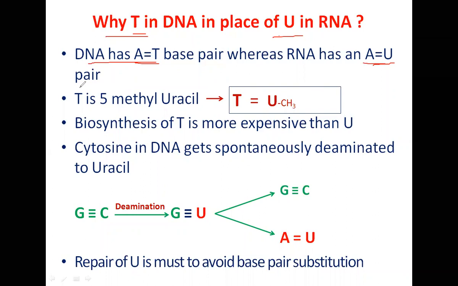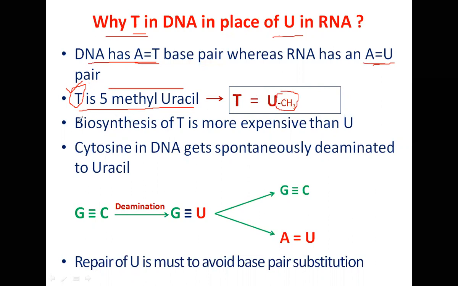The problem is that there is only a difference of a methyl group between thymine and uracil. In fact, thymine is 5-methyl uracil. I have shown it over here also. Thymine is uracil plus a methyl group. There is an additional methyl group here. That is the only difference between thymine and uracil.